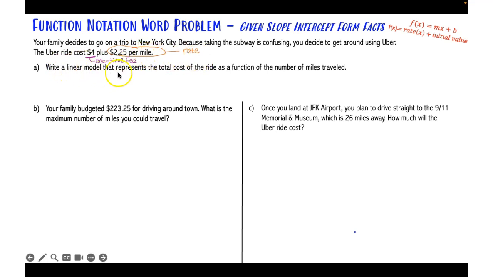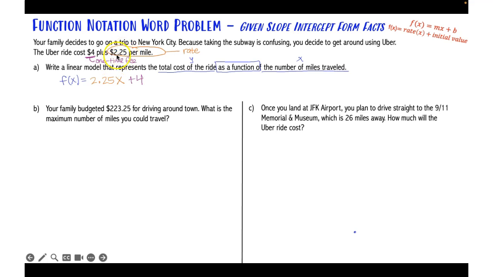Part A, write a linear model that represents the total cost of the ride as a function of the number of miles traveled. When you read those words "as a function of," the thing before it is your y, the thing after it is your x. Remember, y depends on x. Y is a function of x. So this helps you define your variables so you know which ones are your inputs and which ones are your outputs.